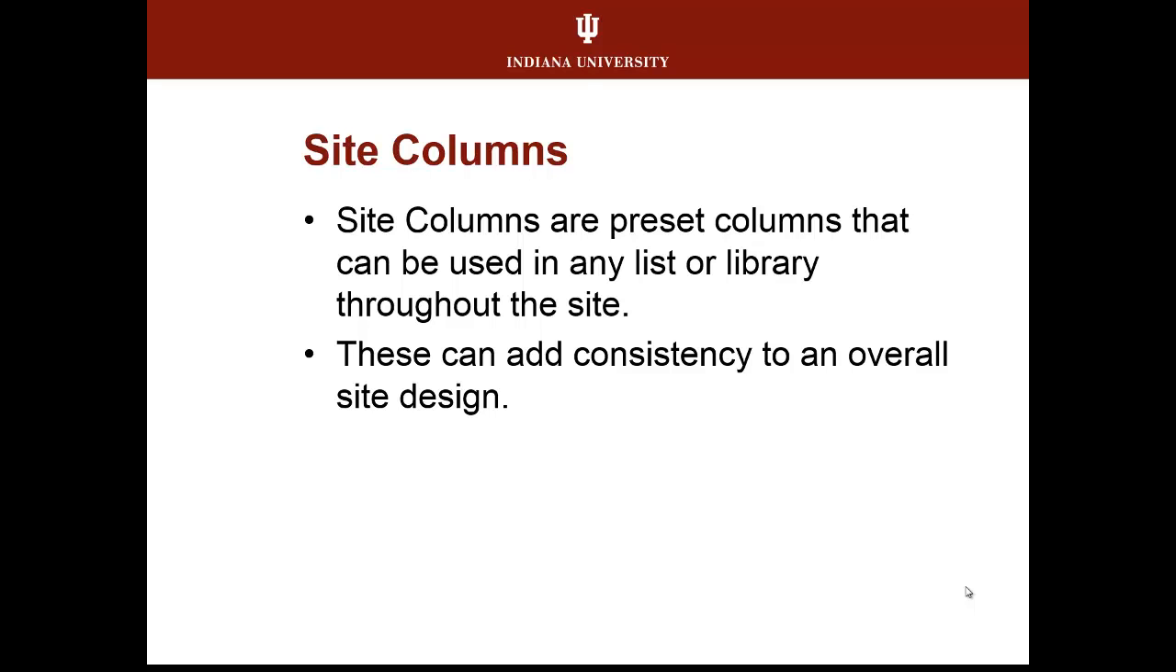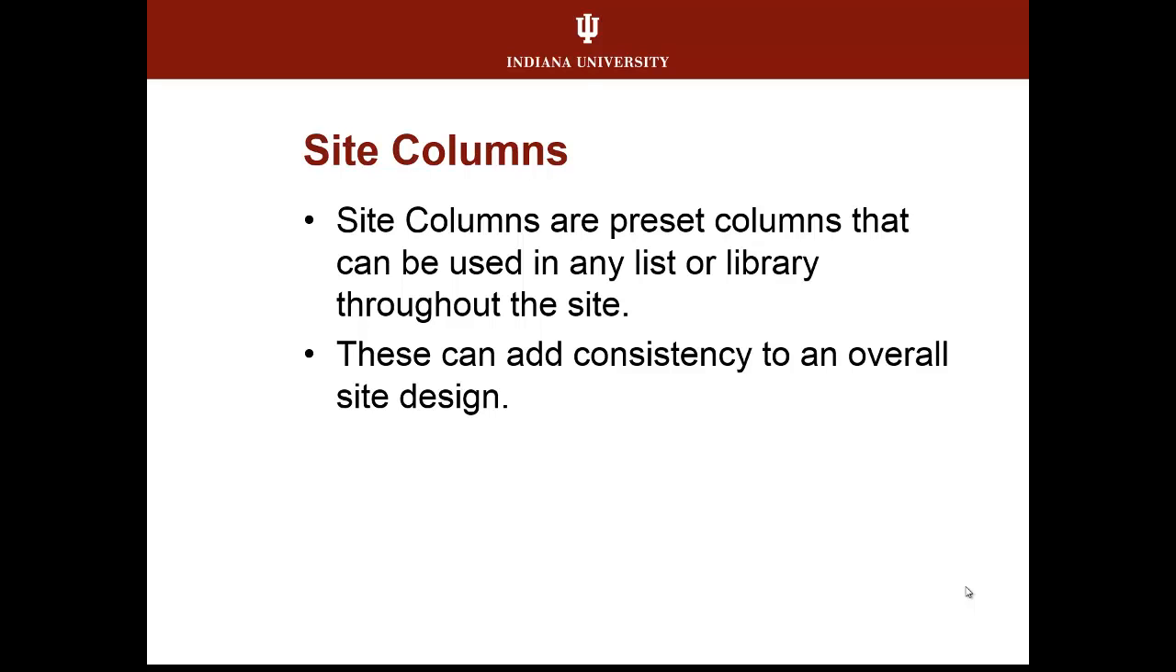We talked earlier about the SharePoint hierarchy and how that works. Using site columns can add consistency to an overall site design. Imagine that you have a business with various divisions, and those divisions have certain names. And you need to know what division this document came from. You could have a site column that allowed you to select which division.